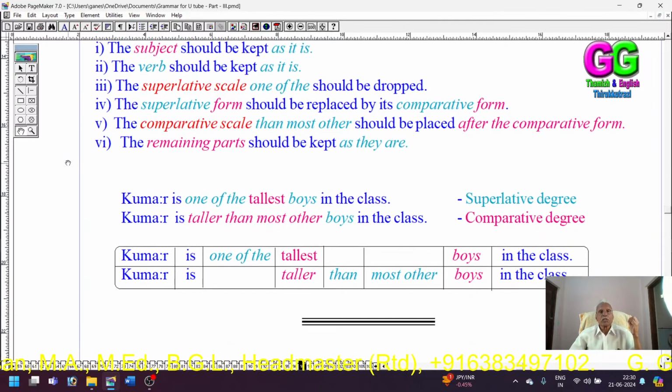What are the six rules we have to follow? Kumar is one of the tallest boys in the class. Superlative degree. Kumar is taller than most of the boys in the class. Comparative degree.